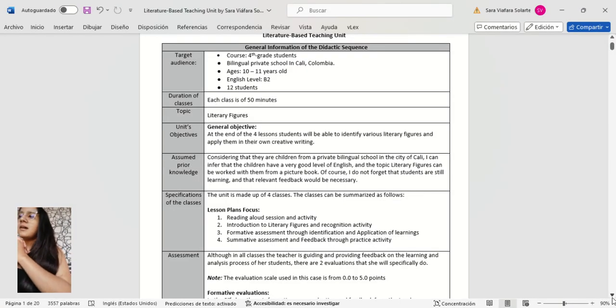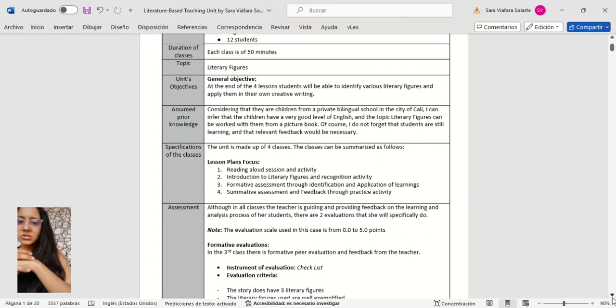So to start, first, I want to explain the general information about the unit, and then I'm gonna explain each class. So, this is a unit for fourth grade students. The context is a bilingual private school in Cali, Colombia, and students are between 10 and 11 years old. They have a B2 level in English, and they are 12 students. The duration of each class is 50 minutes.